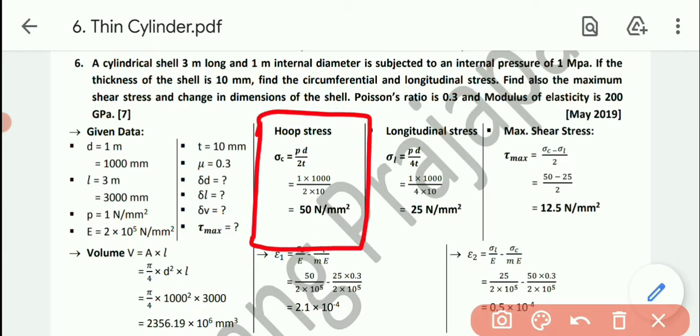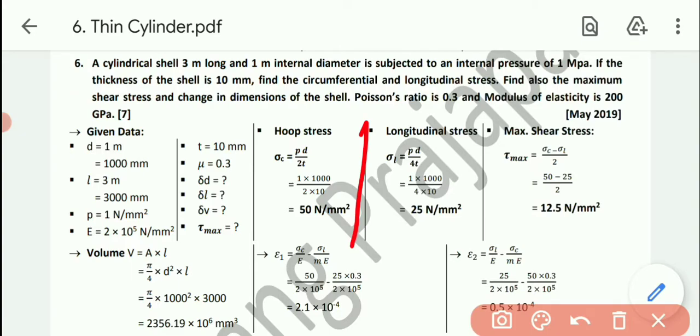The formula is sigma C equals PD divided by twice T. Now the value of P is 1 Newton per mm square, diameter is 1000 mm, divided by twice the thickness, which is 10 mm, that is 2 into 10. By simplifying, 1000 divided by 20, we get the answer, 50 Newton per mm square. So that's the value of sigma C.